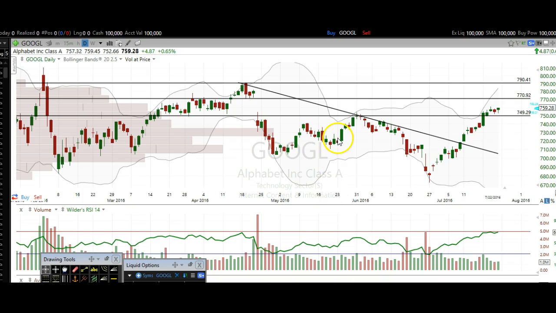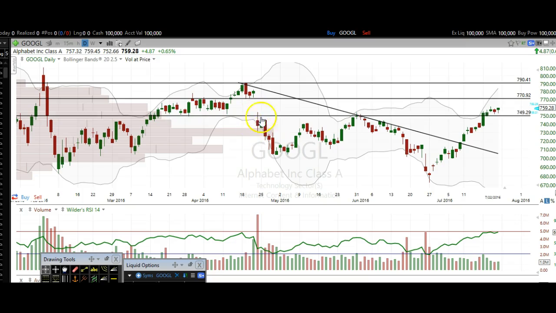All right, so let's get into these charts here. The first one that I want to cover here is Google. Google, we've got support at approximately 750. So why is there support around this level? Well, it was a big resistance level.